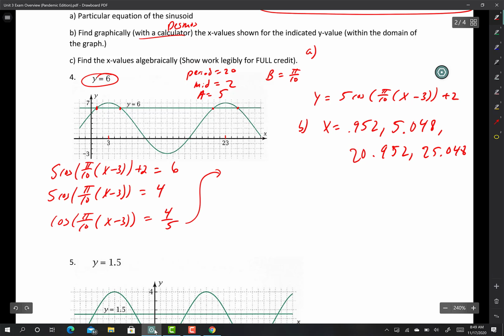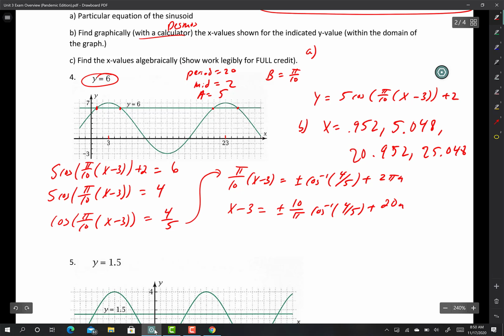I'm going to come over here. And then to get rid of the cosine, you're going to do arc cosine. Pi over 10, x minus 3 equals plus minus arc cosine of 4/5 plus 2 pi n. And then you're going to multiply by the reciprocal of pi over 10, so 10 over pi. So x minus 3 equals plus minus 10 over pi, arc cosine of 4/5, plus the pi's cancel out, and then 10 times 2 is 20, so 20n. And then just finally move the 3 to the other side. So x equals 3 plus minus 10 over pi, arc cosine 4/5 plus 20n.